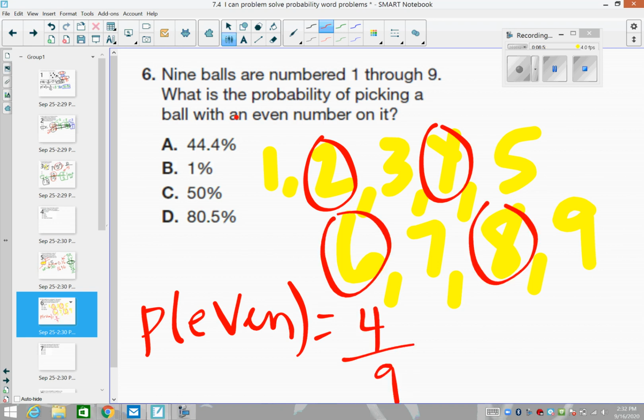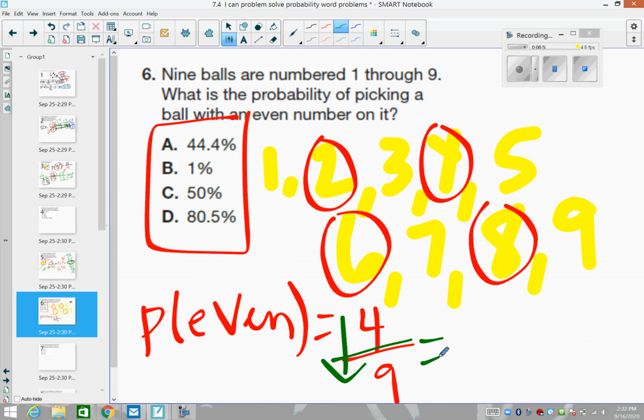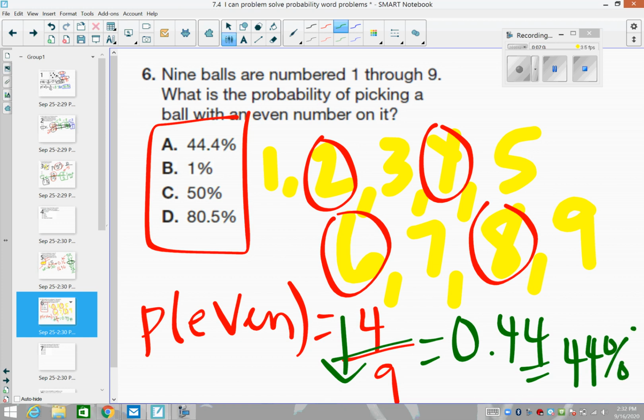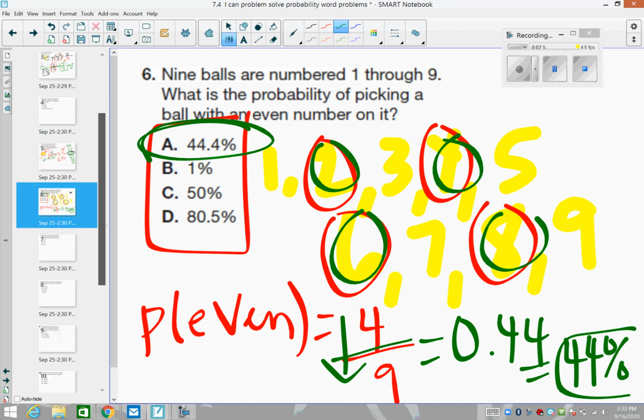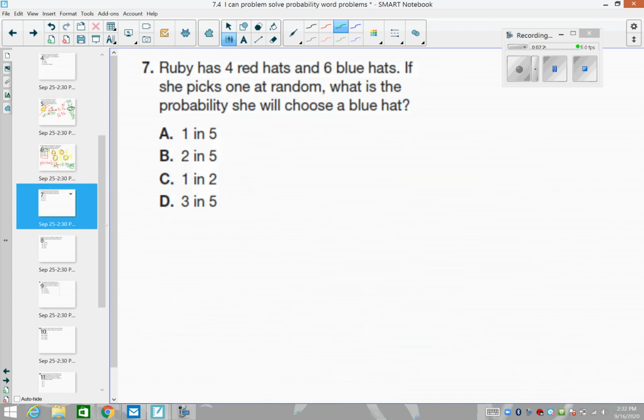None of those are in fraction form. So I'm going to convert, divide. 4 divided by 9 is 0.44, which is looking like 44% chance. And so it looks like our answer then would be A, that you have a 44% chance that you would draw an even number out of the 9. Cool. All right, more probability coming our way.